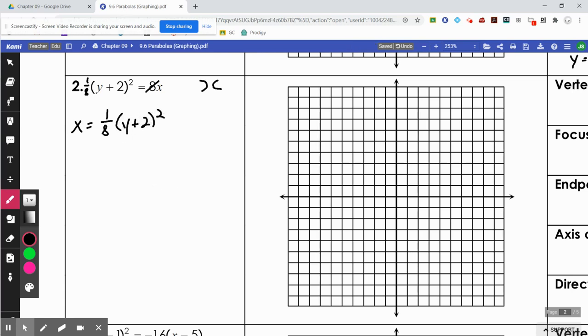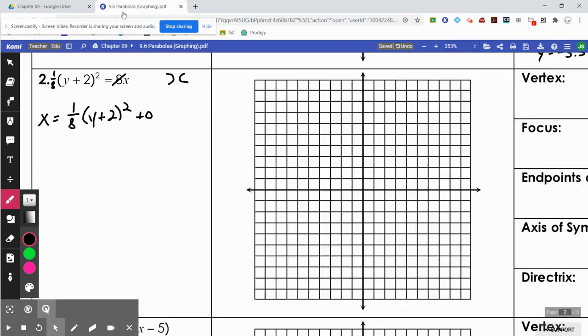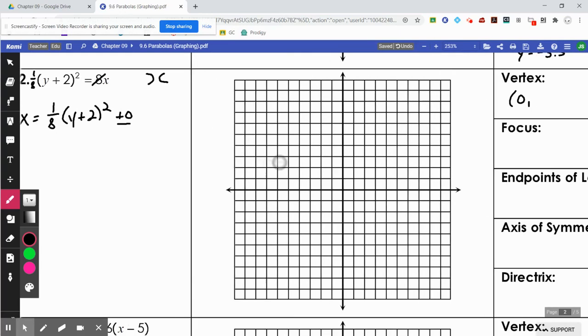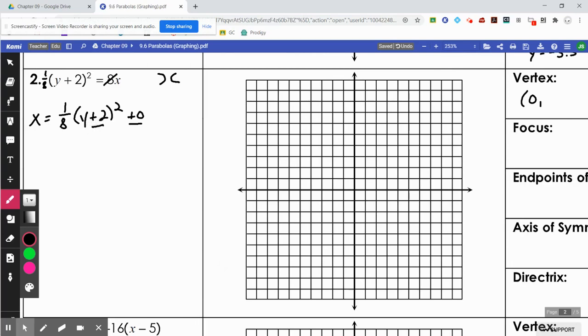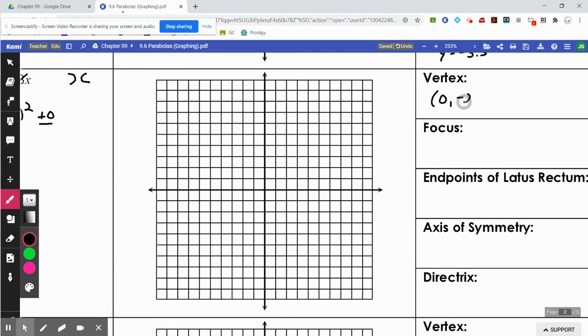So our vertex first off, now this is kind of tricky. There's a +0 out here that does exactly what it says it's going to do. However, since this is an x equals parabola, this value is going to move it left or right, and it's going to move it left or right 0. Now inside with the y, +2, things happen backwards for the y. Since it's a +2, it's going to move it down 2. So we have a vertex at 0, -2, which is right there.